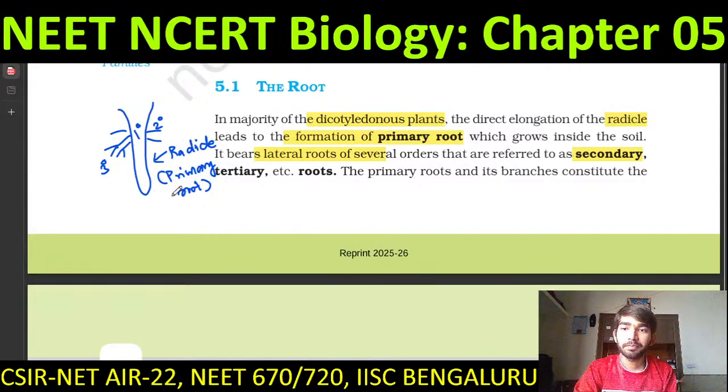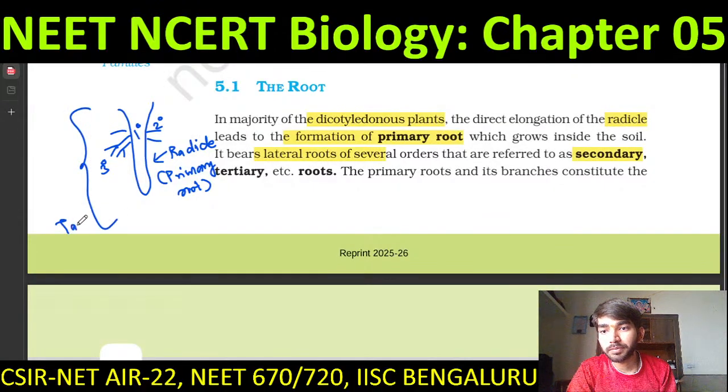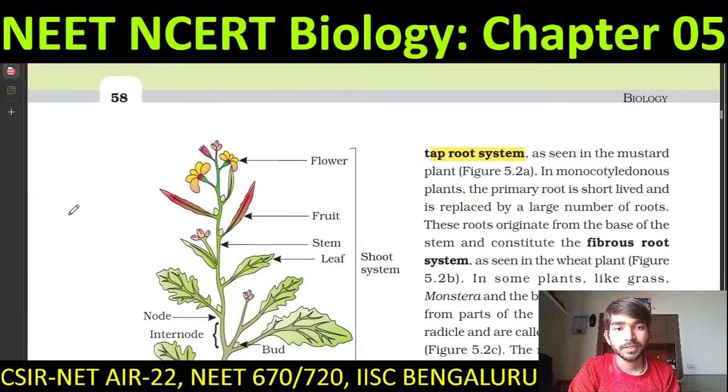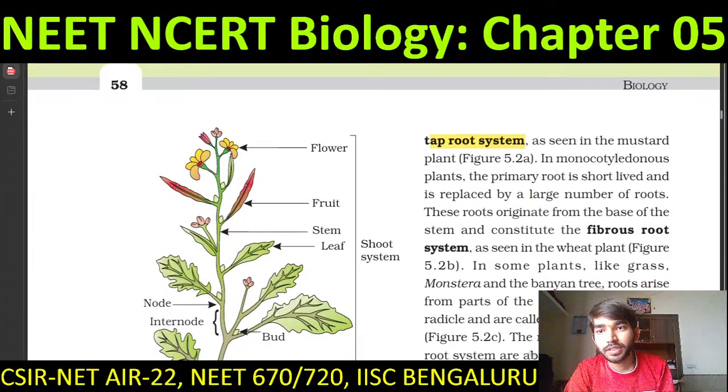So like that, the main outgrowth of the radicle is called the primary root. Branchings coming out from the primary root are called secondary roots, and then the sub-branchings of the secondary roots are called tertiary roots. And this entire thing is called the taproot system. This is the taproot system found in the dicot plants. So this is very important to remember. Here the example is given for the mustard plant.